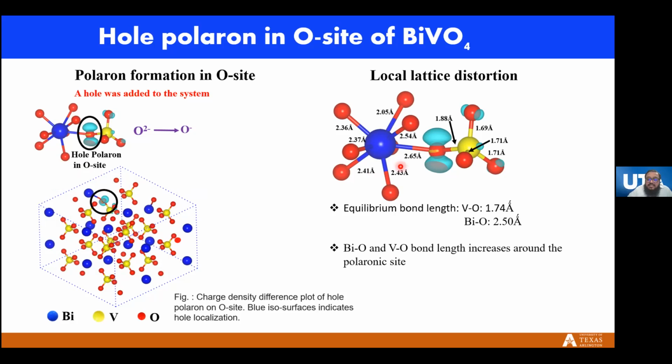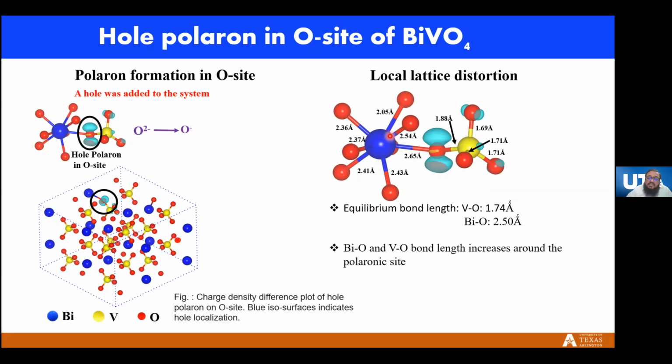When you relax it, then this happens around this site. So these are the lattice distortions. For example, the vanadium oxygen equilibrium bond length was 1.74 angstrom. But after the relaxation, this oxygen and vanadium bond length is now extended to 1.84. Similarly, the bismuth oxygen bond length was 2.50. Those are also changed, not uniformly; it depends which direction we are looking at for the bond. So yes, there is a distortion.